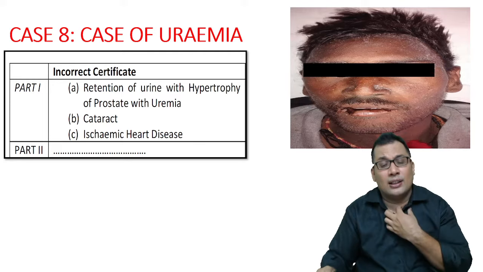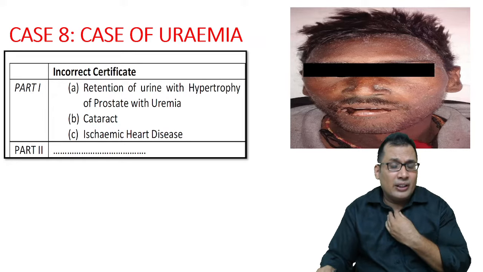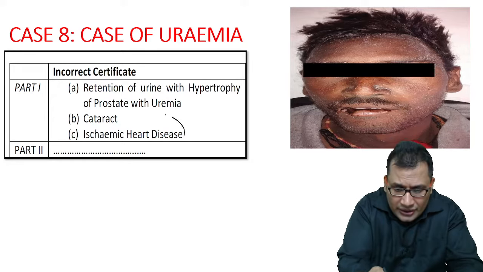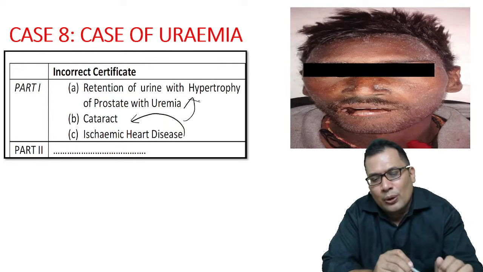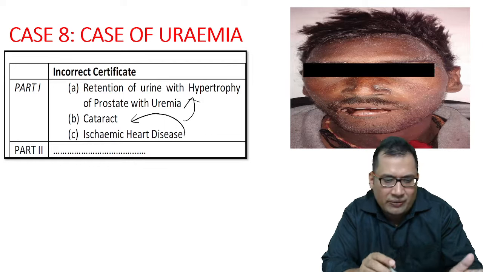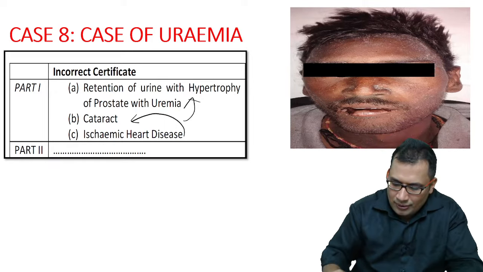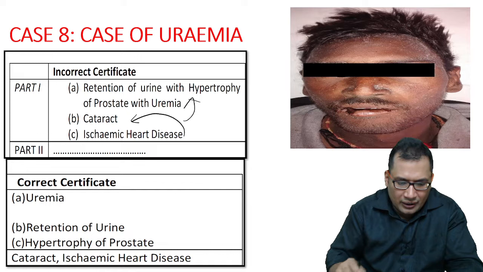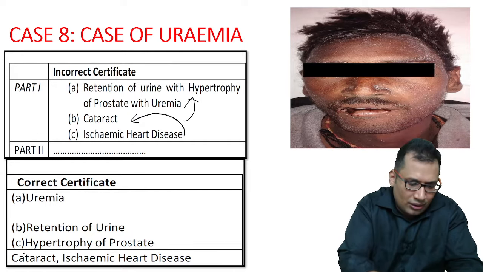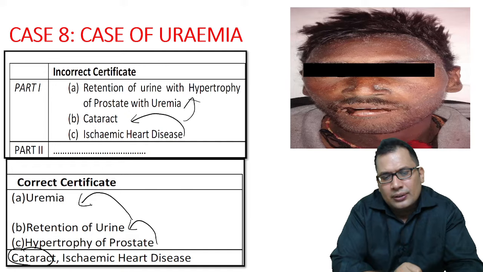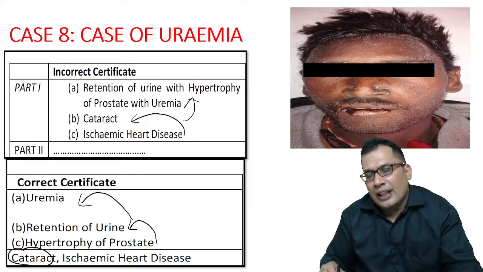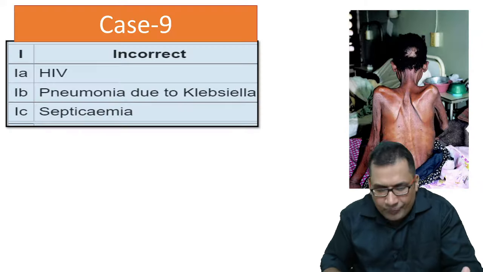Let's see one more incorrect certificate. The certificate given here is ischemic heart disease leading to cataract, cataract leading to retention of urine with hypertrophic prostatic hyperplasia. It is definitely wrong. What should be the correct certificate? Cataract should come in part 2. Hypertrophy of prostate can lead to retention of urine. Retention of urine can lead to uremia. This is the correct sequence that you need to write in the exam.